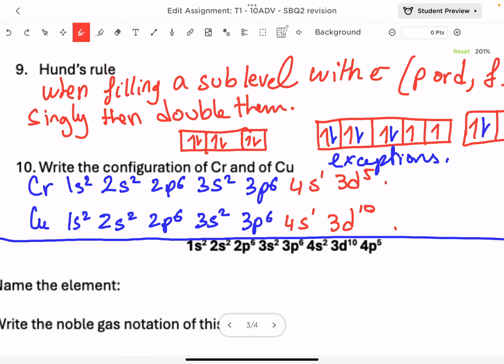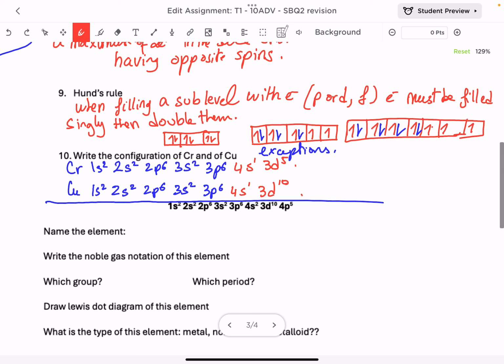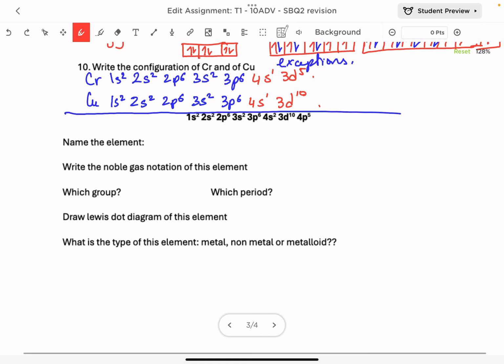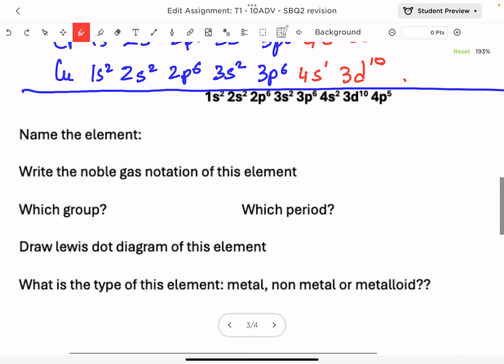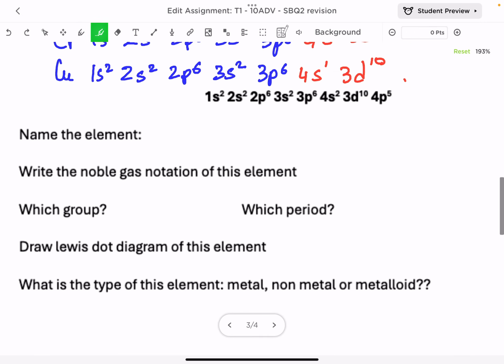Full stop. That's it. Without mentioning anything. Now, another question. When you have an electron configuration given to you, and you have to use the electron configuration to identify some information about the element, always count, and count to be on the safe side.